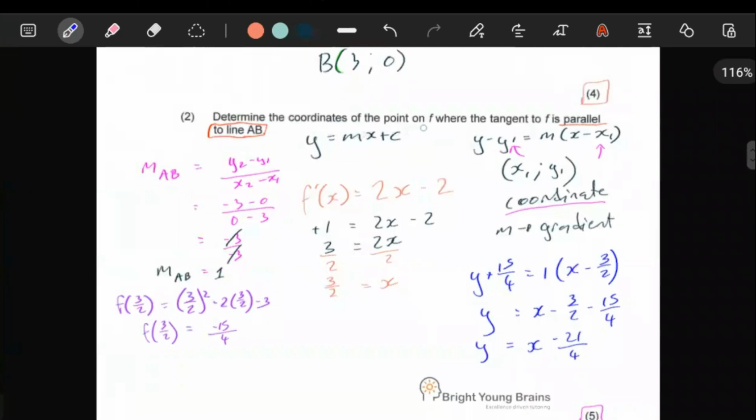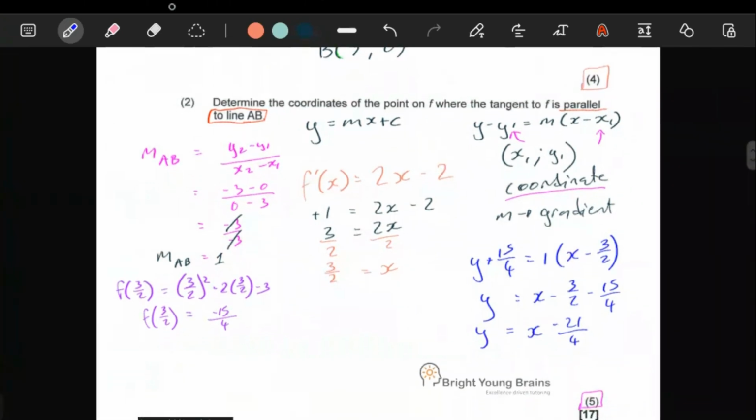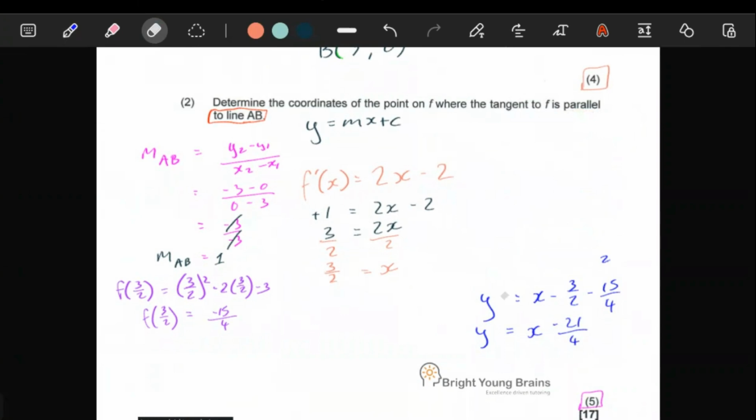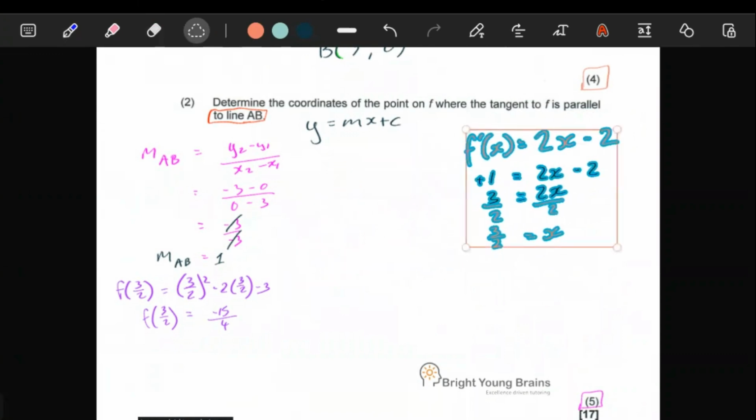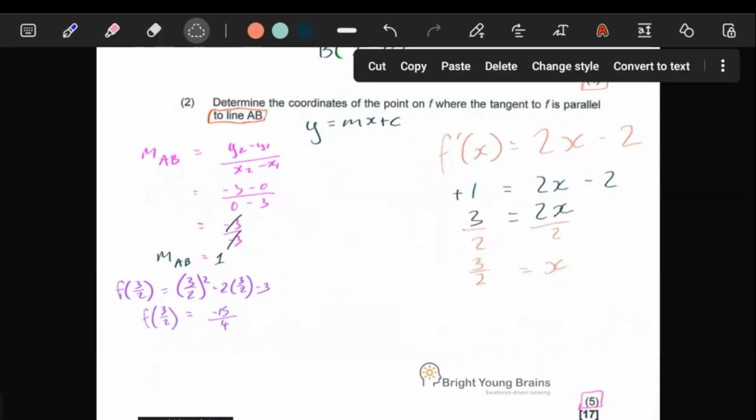Determine the coordinates of the point on F where the tangent is parallel to... They just wanted this here. Oh, goodness. This was not necessary. All we had to do was get the coordinate where the tangent meets the curve. Oh, that's why it seemed like there was not enough space.